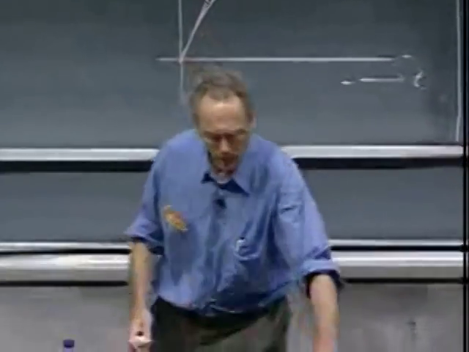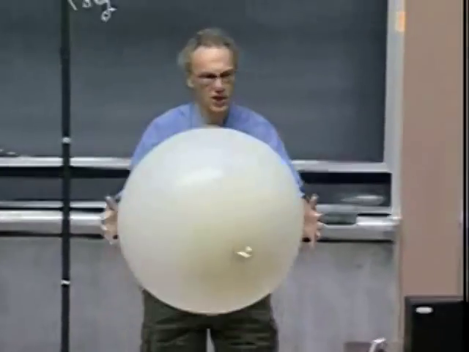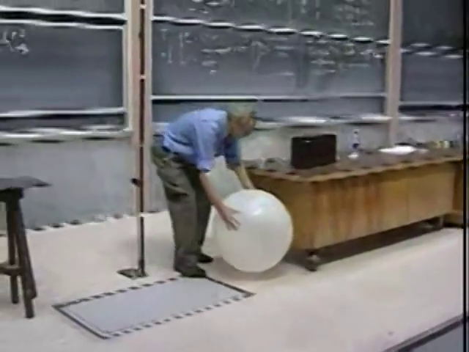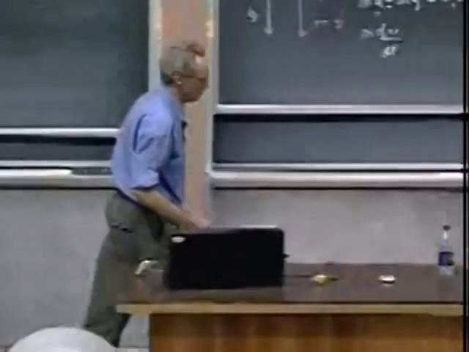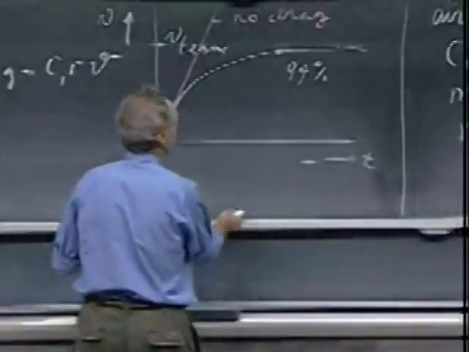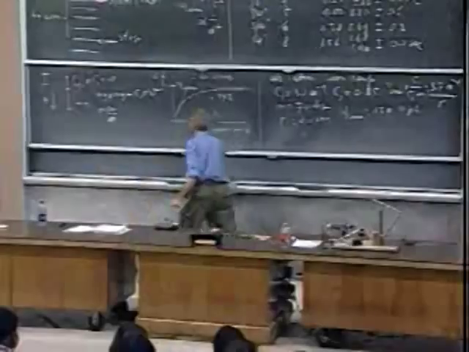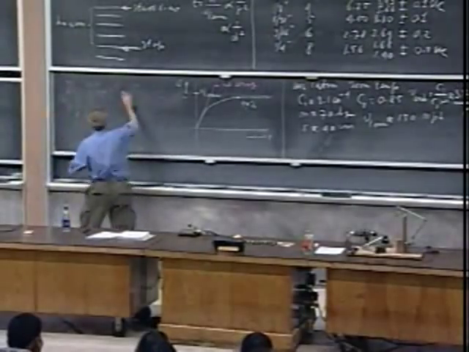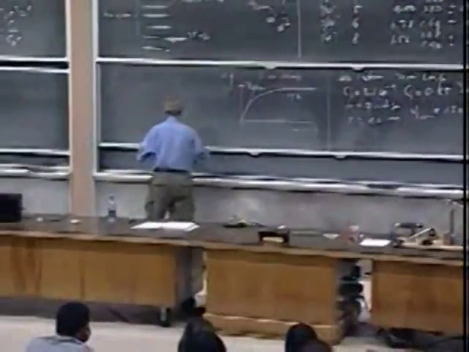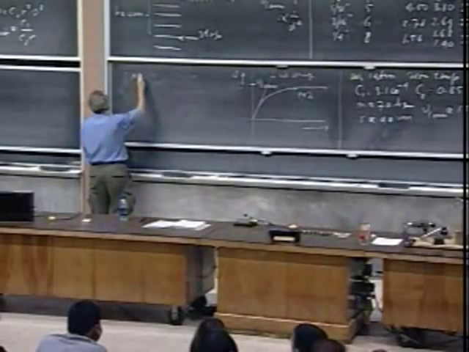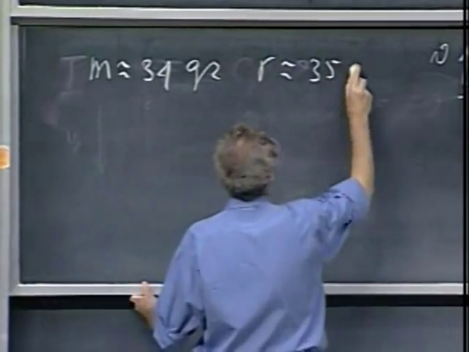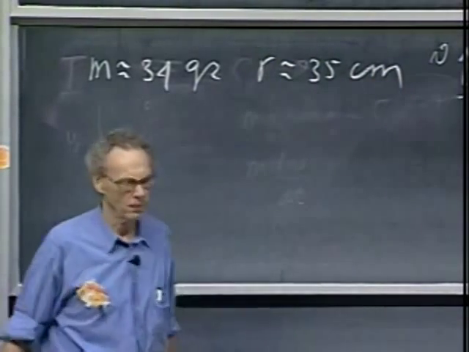I have here a ball. You may call it a balloon, but I call it a ball because there's no helium in it. And this ball weighs approximately 34 grams. So we know the mass, and we know the radius. The mass is about 34 grams, and the radius is about 35 centimeters. It's about 70 centimeters across.